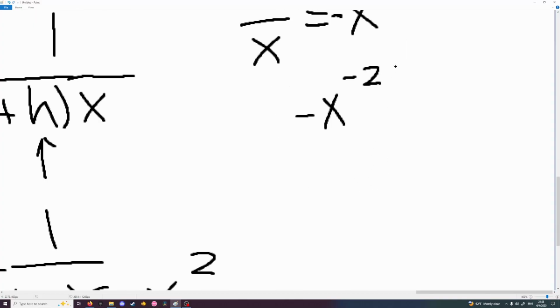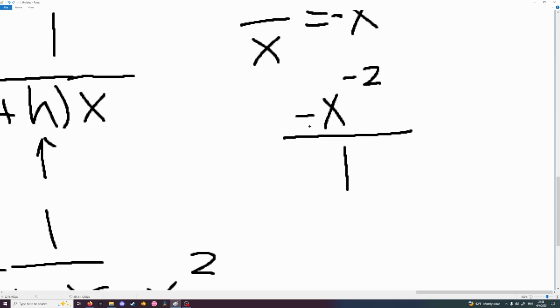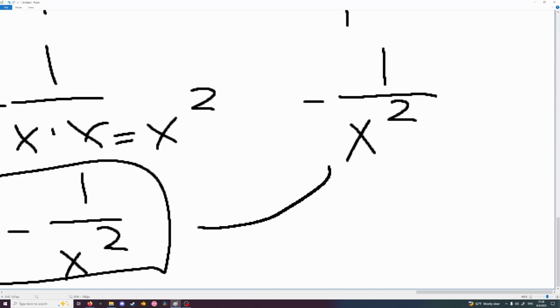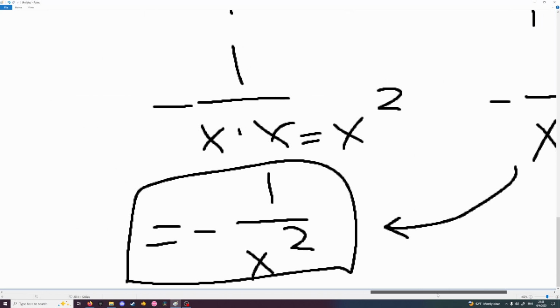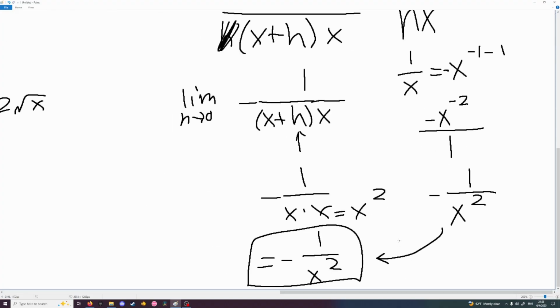And because of that, we're just going to move this entire thing under, because this is just negative x to the power of negative 2 over 1. So we're just going to flip these around. So this is going to go to the bottom. And so now we have negative 1 over x squared, which is crazy. That's what we got right there. Holy moly. It's the derivative. It's almost like the difference quotient is the definition of a derivative. Holy moly. Yeah, that's all I got to say.